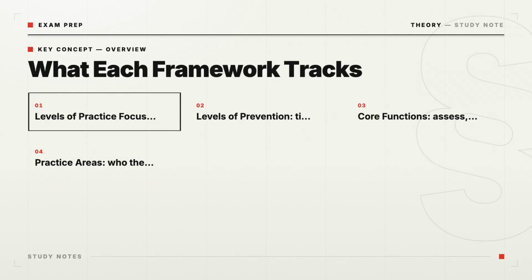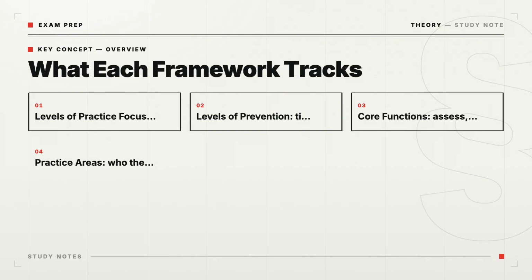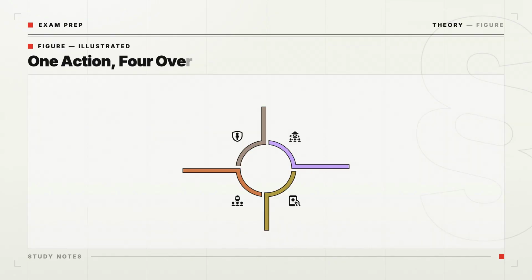Levels of practice focus name the target of change: individual, community, or systems. Levels of prevention name timing relative to disease: primary, secondary, or tertiary. Core functions name the system's job: assessment, policy development, or assurance. Practice areas name the client: community-based, community-oriented, or population-focused.